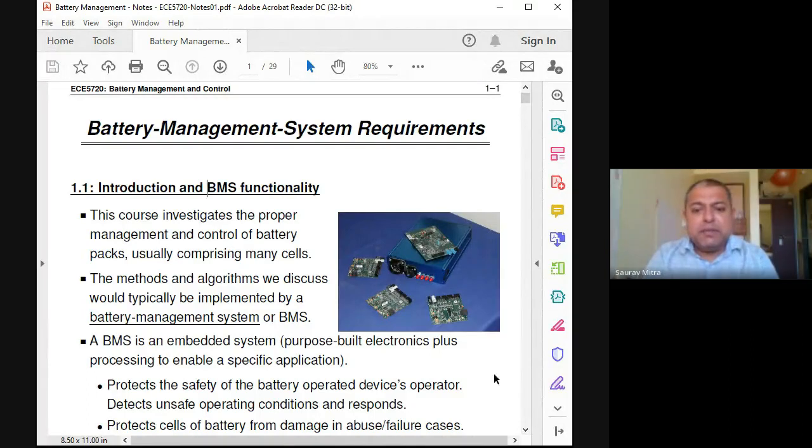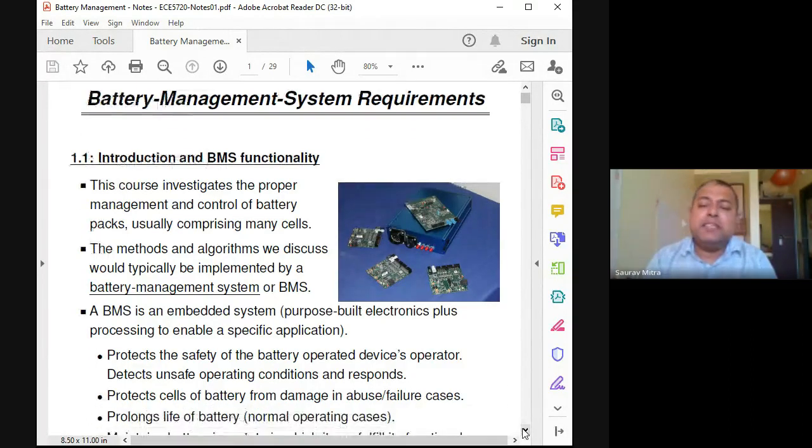So battery management system requirements. So battery management system for other application is different, and battery management system for vehicle, that is electric vehicle, that thing is different. So here they have kept electric vehicle only in their mind, but yes, other battery management systems for other applications are also discussed here somewhat. So introduction to BMS functionality. So what all things that we are supposed to track by using the embedded system, that is first explained here.